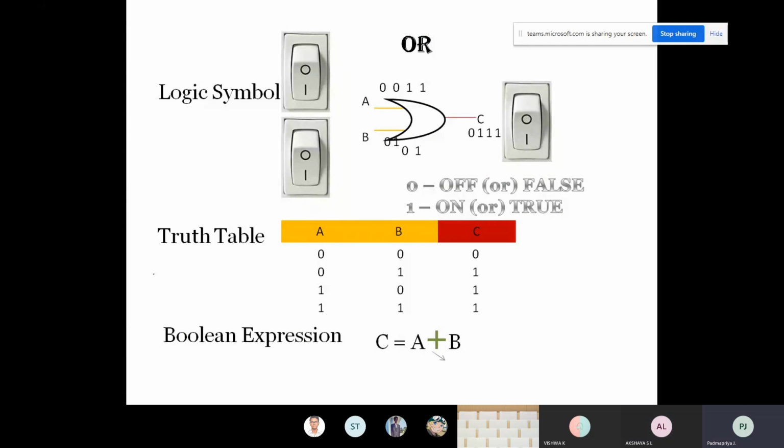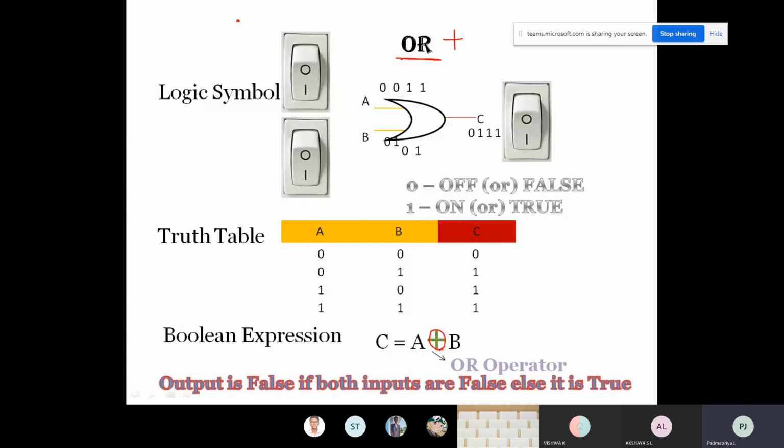The binary operator here is binary addition. For the AND gate, we process binary multiplication; for the OR gate, we process binary addition. That's the single variation, the rest is the same. Here the output is false only when both inputs are false.